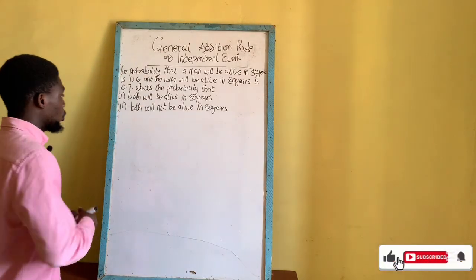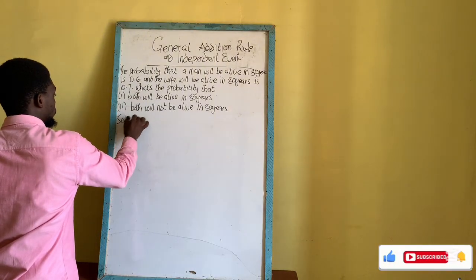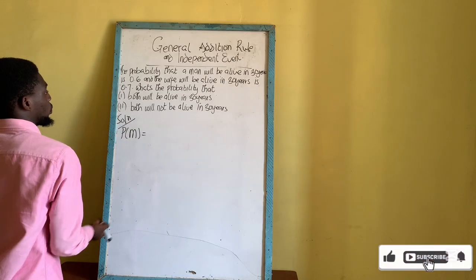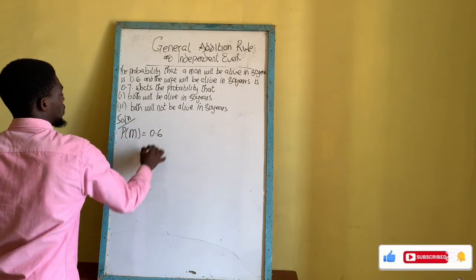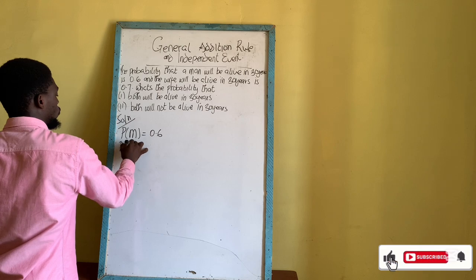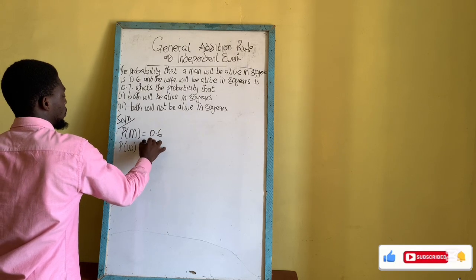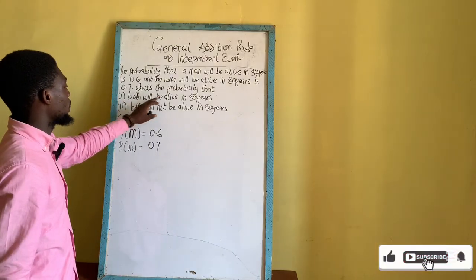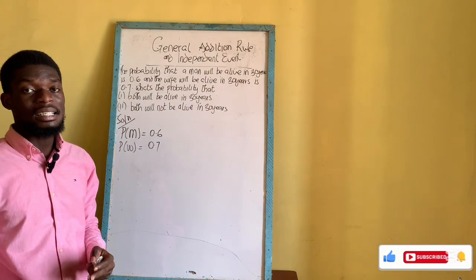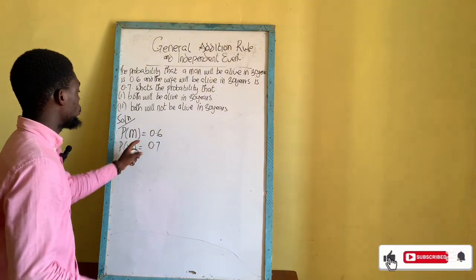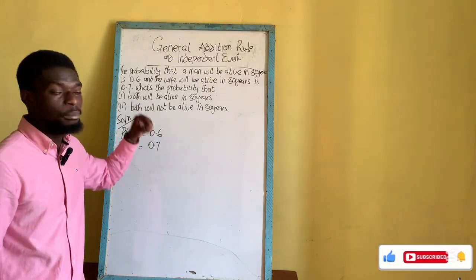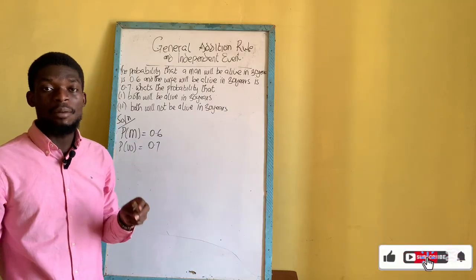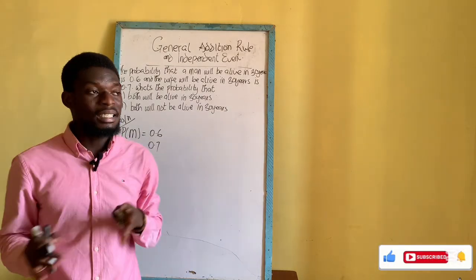And the wife will be W. So the probability that the man will be alive in 30 years' time is 0.6, and the probability that the wife will be alive in 30 years' time is 0.7. Now the question asks what is the probability that both will be alive in 30 years' time? The probability that the man will be alive doesn't depend on the probability that the wife will be alive. They are both independent. They stand on their own.